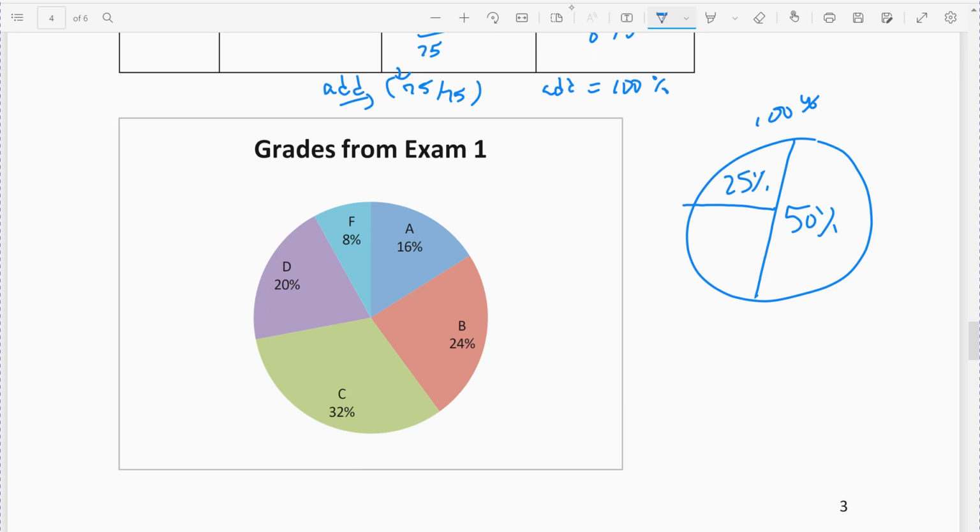So the wedges should be the same percent of the pie. The area they take up should represent the same percent of the pie. And there are programs that do that for you. You can draw pie charts in Word or Excel, and if you put the percents in there, as long as the percents add up to 100%, they'll actually draw the picture for you.